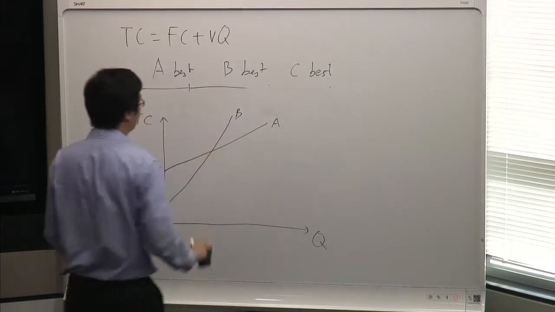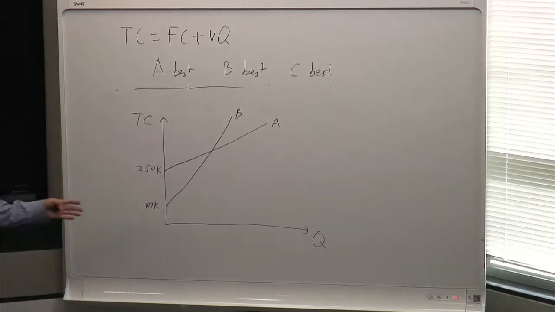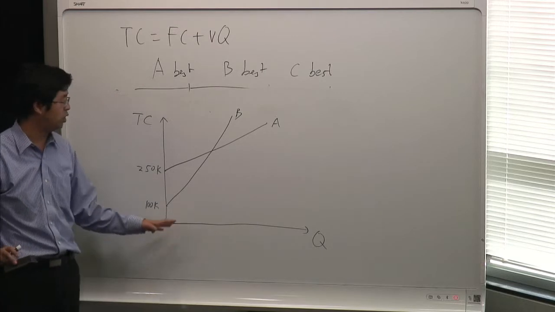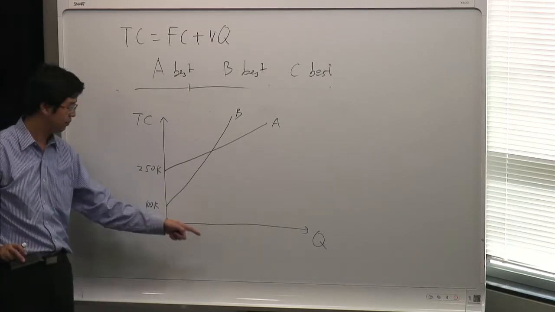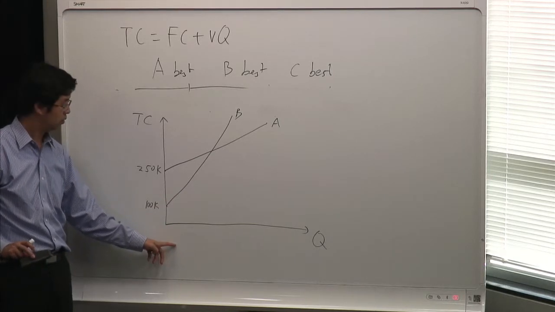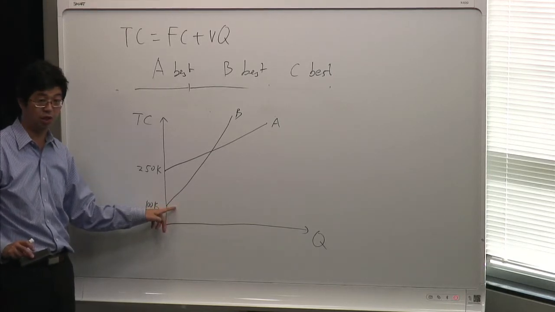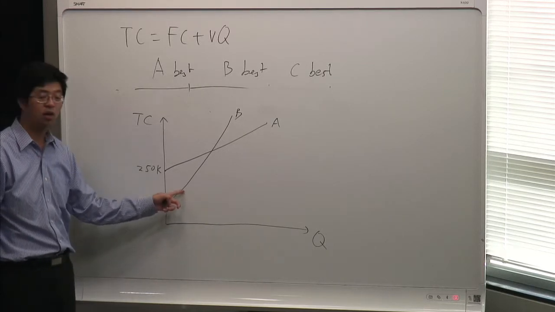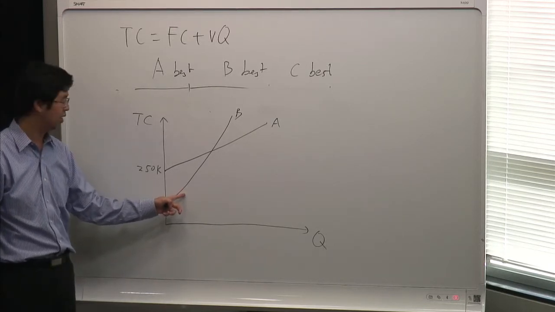Okay, if we just look at A and B, at the beginning, if our output Q is small, which one is the best? If Q is small, which location is better? B, because the total cost line is lower. The lower the better, right? Given this output, we have a lower cost for B.